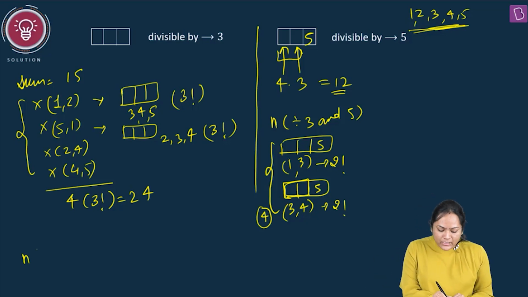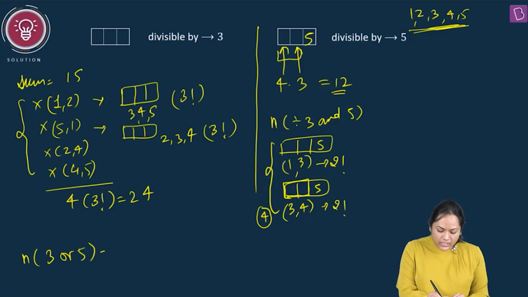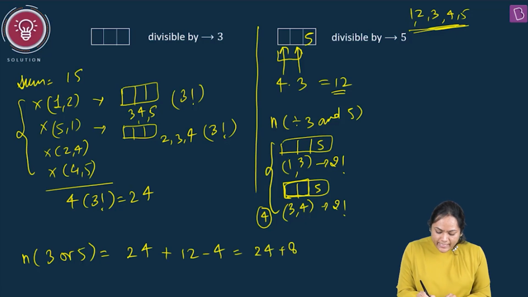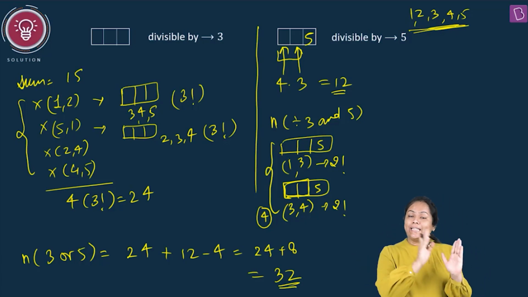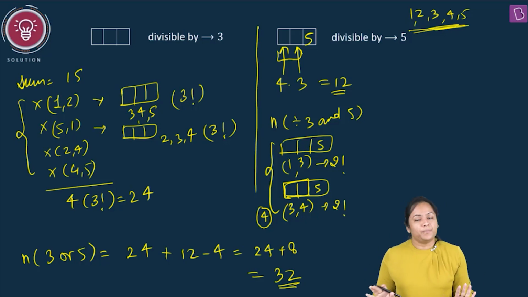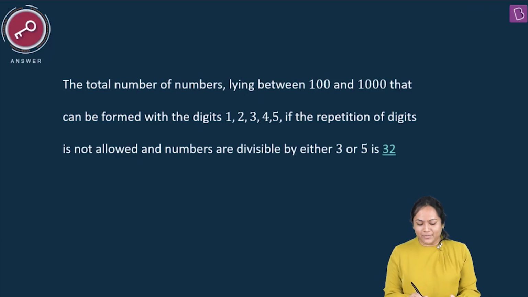So when I have to find the numbers which are divisible by either 3 or 5, I can use the A union B formula, which we have just seen. So it will be 24 plus 12 minus 4, which is going to come out as 24 plus 8, that is equal to 32. So these are the total numbers which will be divisible by either 3 or 5. Have you understood? A simple question, right? Perfect. So the answer will become 32.